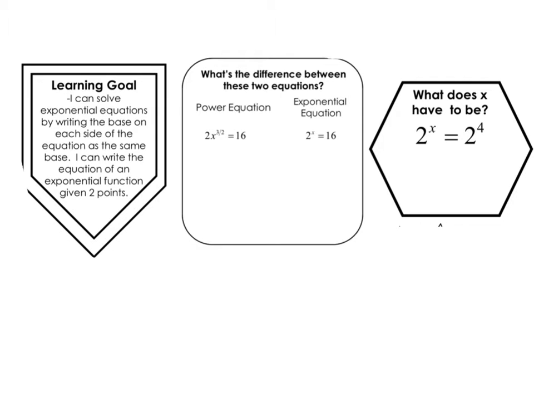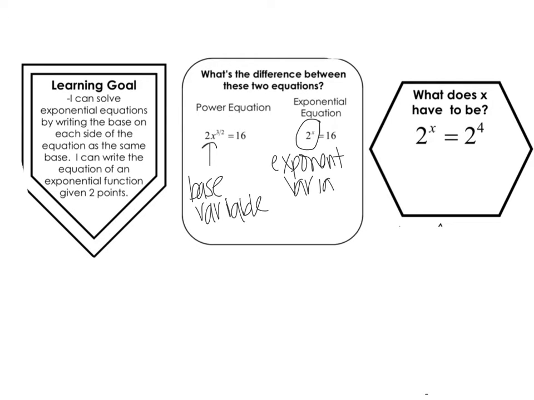What is the difference between these two equations? Well, if you notice here, what is the base? The base is the variable. But on the other side, over here, the base is the number and the exponent is the variable. Okay, so the power equation is when the base is the variable, and your exponential equation is when your exponent is the variable. Okay, so just to make sure that those are clear.